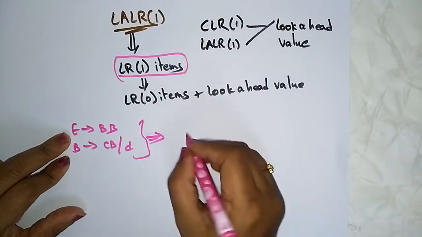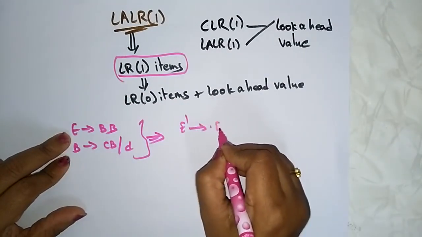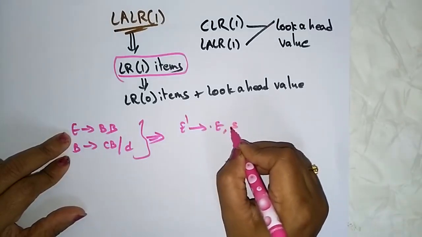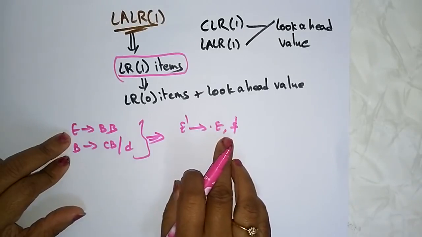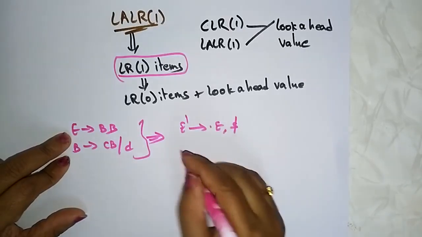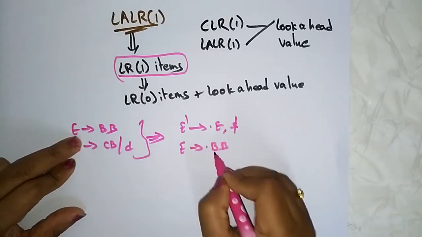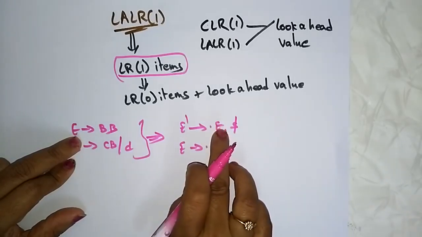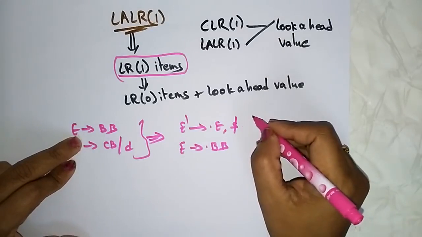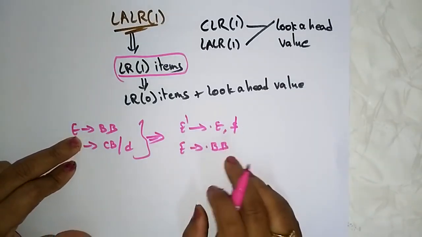So how are you going to add this? E determines dot E, and comma, you need to write the dollar here because this is a look ahead value. After dot you need to write the productions of all E's. The production of E is dot BB, and after E nothing is there, so you need to write the empty string, that is a dollar. This is the look ahead value, which I already explained in the CLR video.